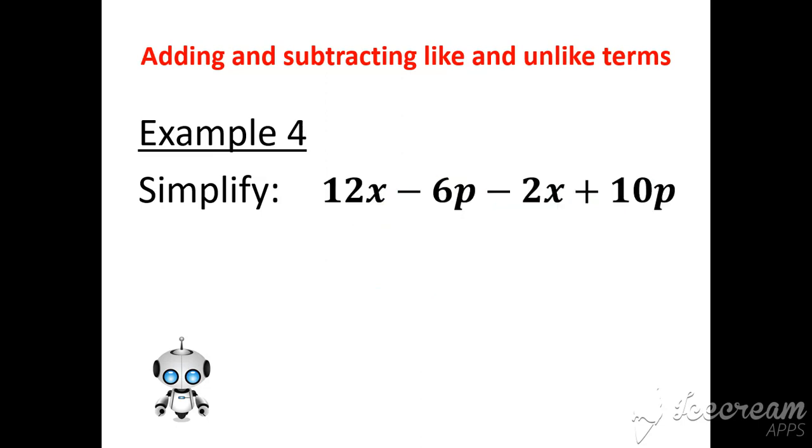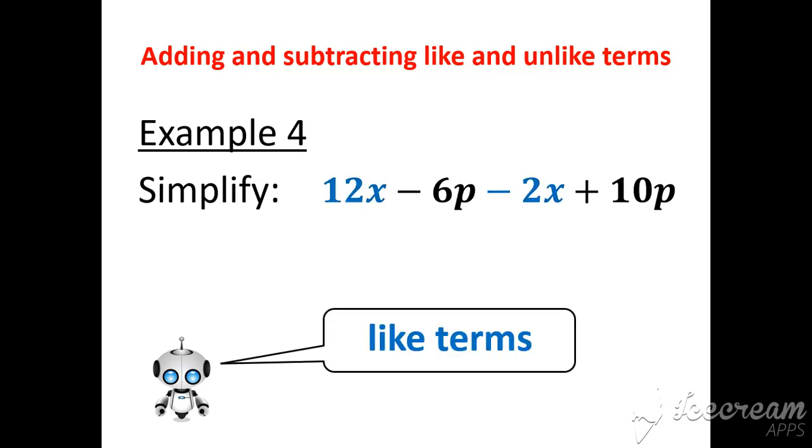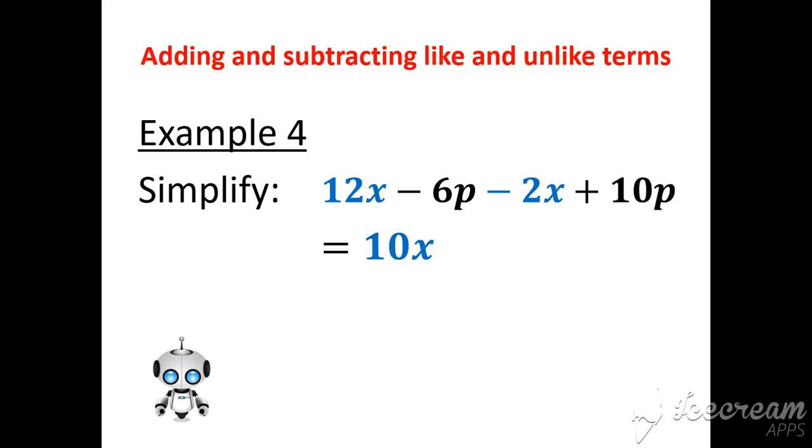Right, example 4. Let's simplify this one. 12x, take away 6p, take away 2x plus 10p. So our first set of like terms are these x's, 12x minus 2x. Now notice the 2x, I've looked on the left and it's a minus 2x. So I've got to go 12x minus 2x gives me 10x. 12 minus 2 is 10. So that's my first set of like terms.